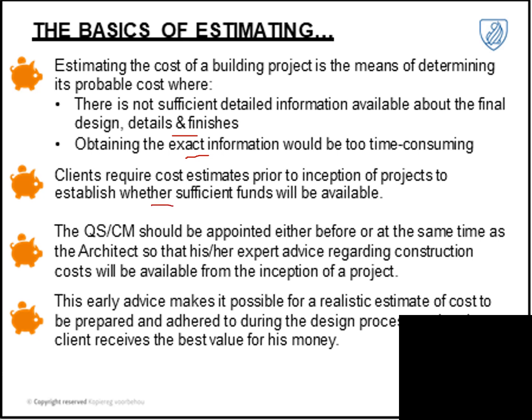So we need to provide a cost estimate to the client, and usually we use a square meter cost estimate, or we use a unit price whenever we do these estimations at the very early stage of the project. The QS and CM should be appointed either before or at the same time as the architect, because as we've learned in our first and second years, 80% of our cost, plus minus, is usually established in the first two stages of our project. The more influence you have on the cost at the early stage, the better you can control the cost as the project is designed. So early advice makes it possible for realistic estimates.